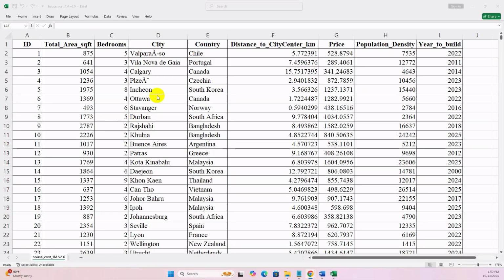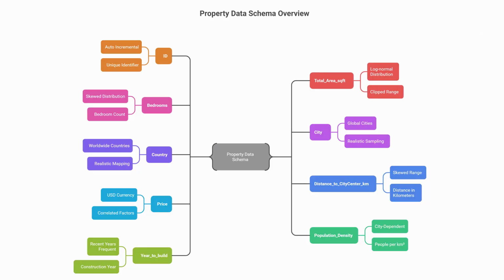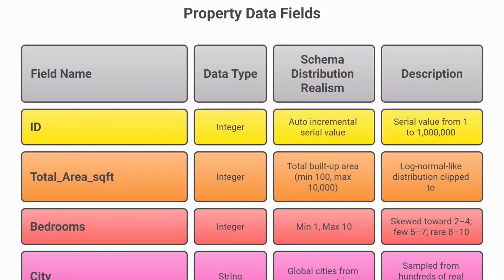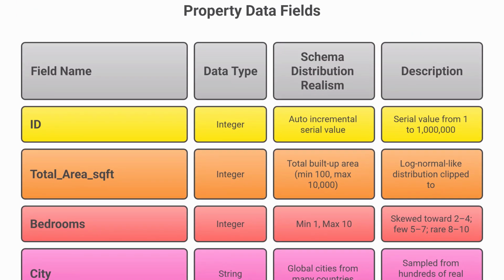Here I have a .csv file, the house cost prediction by multivariances dataset, that provides 1 million synthetic yet statistically realistic property listings. Each entry contains information about property area, bedrooms, location, distance to the city center, price, population density, and construction year. All features are designed to reflect real-world correlations between housing cost factors and location-based characteristics. There are a total of 1 million rows with 9 distinct columns.